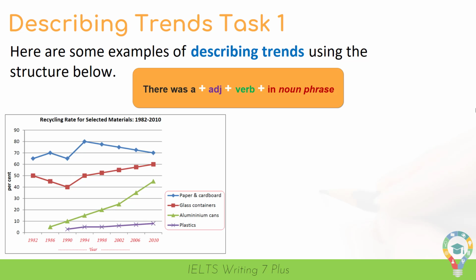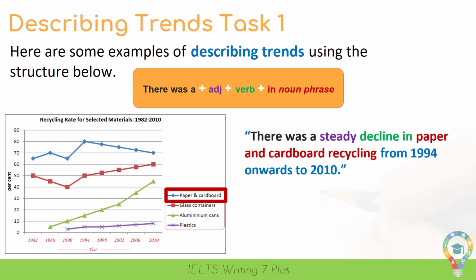Here we have a line graph over X amount of years showing the recycling rate for 4 different materials. So we're still using the same structure. And let's go to paper and cardboard from 1994. There was a steady decline in paper and cardboard recycling from 1994 onwards to 2010. So we can see that from 1994 to 2010, paper and cardboard steadily declines.